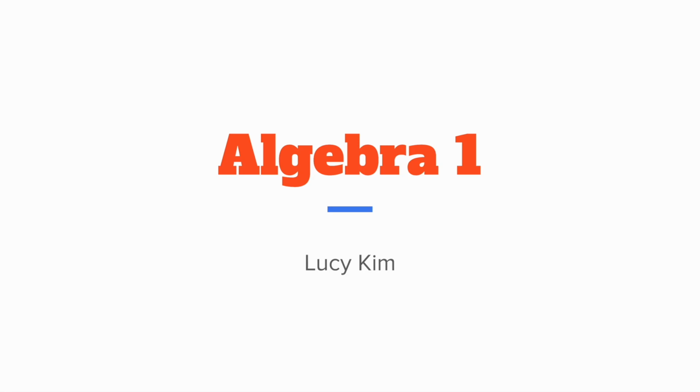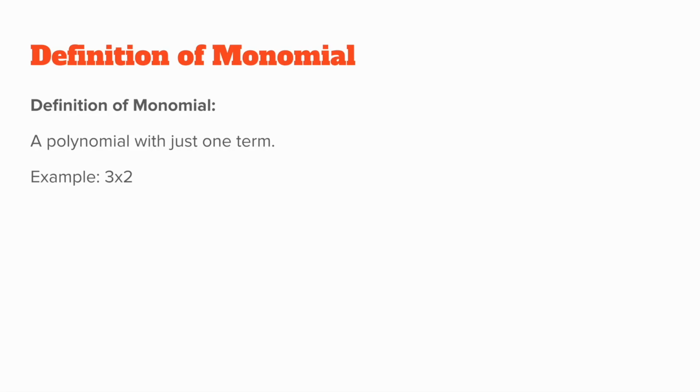In today's video, we're going to learn about the definition of monomial, multiplying polynomials, variables with exponents, how to multiply and divide them, and using exponents in algebra. Now let's see the definition of monomial. The definition of monomial is a polynomial with just one term. For example, 3x squared can be a monomial.